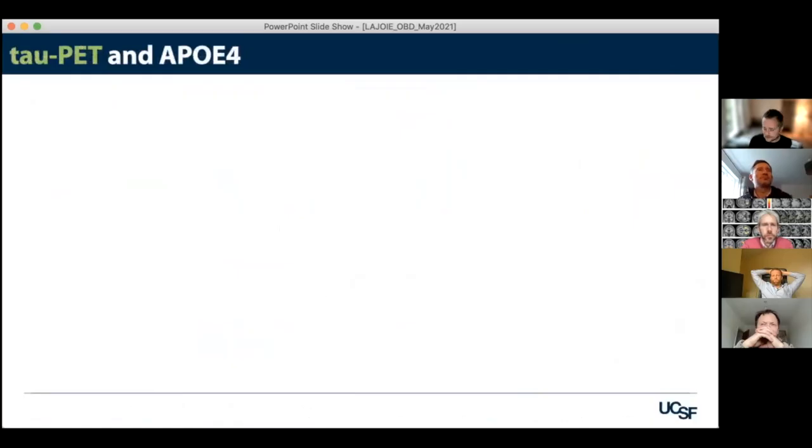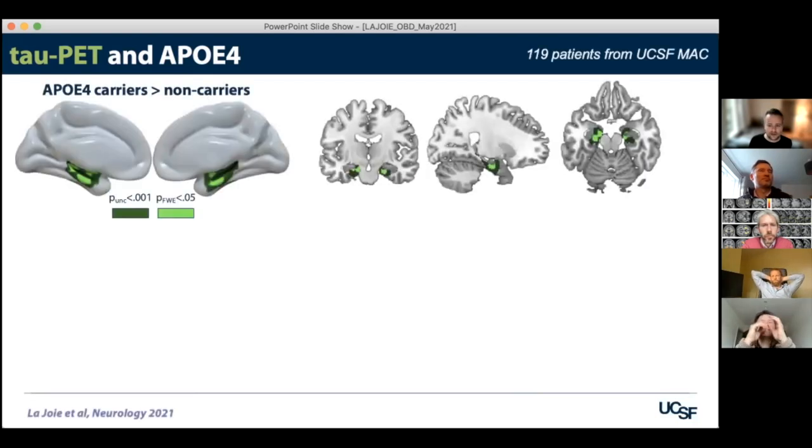So the last data I want to show you regards APOE4. As I mentioned, it's the main risk factor for AD. And in our neuroimaging sample, we actually saw this extremely focal effect of APOE4 on the medial temporal lobe. And if you look a little closer, it's really in these typical entorhinal and hippocampal regions, where we see that APOE4 carriers have more tau PET signal than non-carriers.